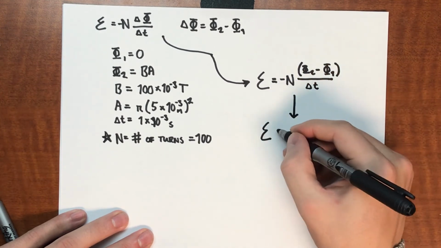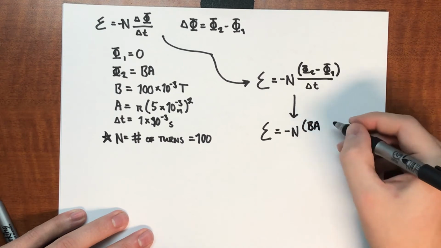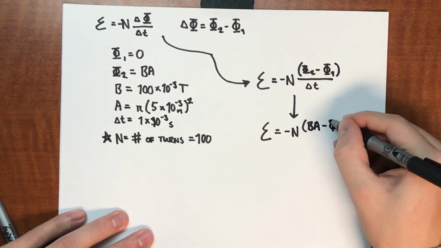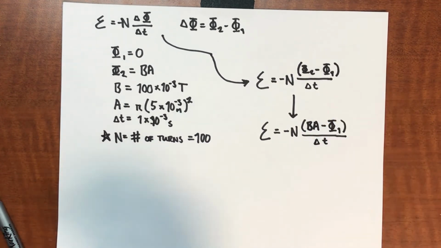After that, we can break that down even more, so the EMF is going to be equal to the number of turns, and then our flux 2 is going to be equal to the magnetic strength times the area, minus flux 1, divided by the change in time.